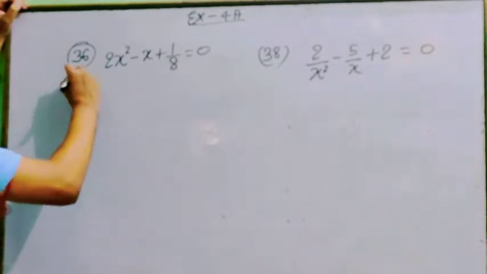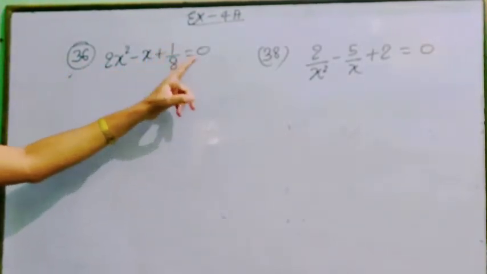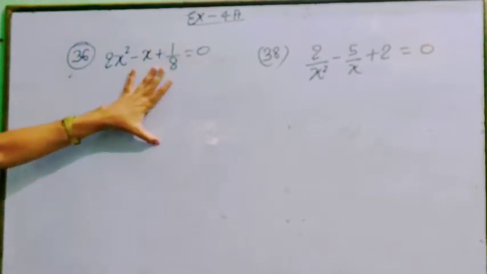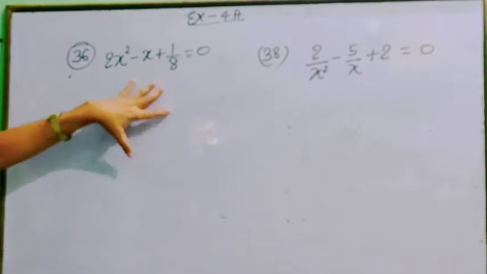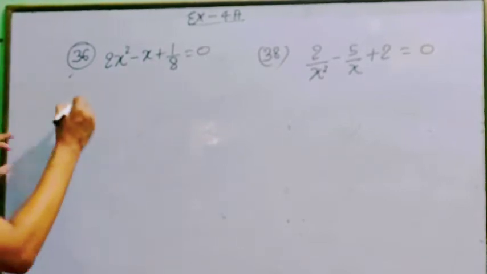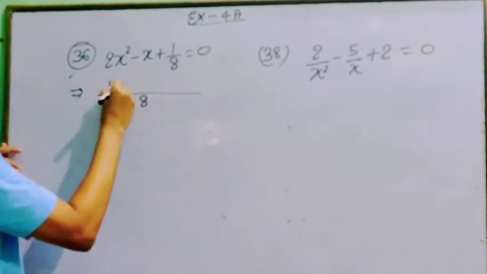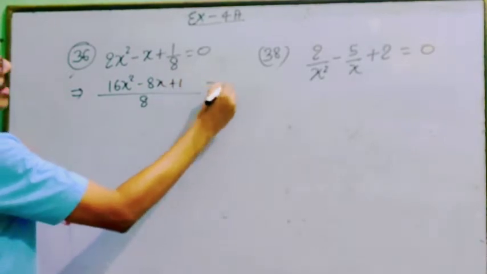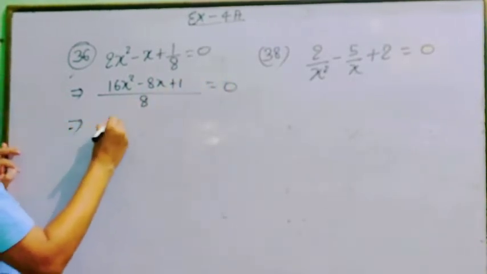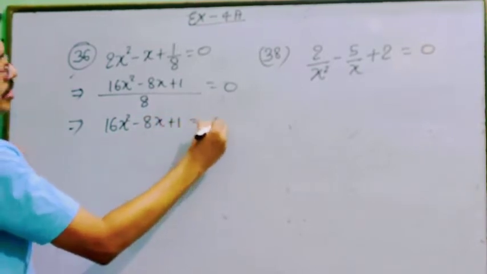Now see question number 36. Here is 2x square minus x plus 1 by 8 is equal to 0. Dear student, now your question is given in the fraction form. So first you take LCM, then you try to solve it. Here you see, that is here is 8. Then you write here 16x square minus 8x plus 1 is equal to 0.